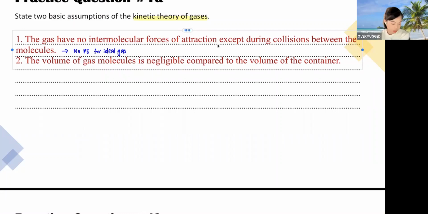Now, obviously, there are actually more than two. You can also say that the gases are always in constant random motion. That's one. Number two, you can also say that when collision happens between the gas molecule, it is always elastic collisions with the wall of the containers. Okay, so that's another two other assumptions that we have.